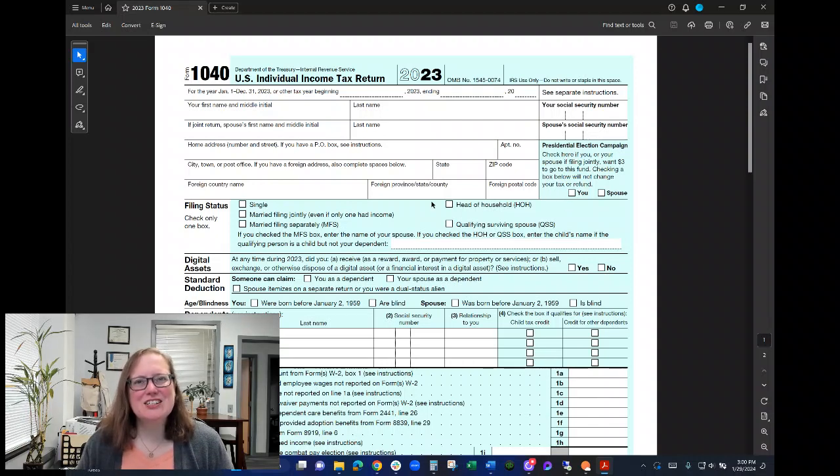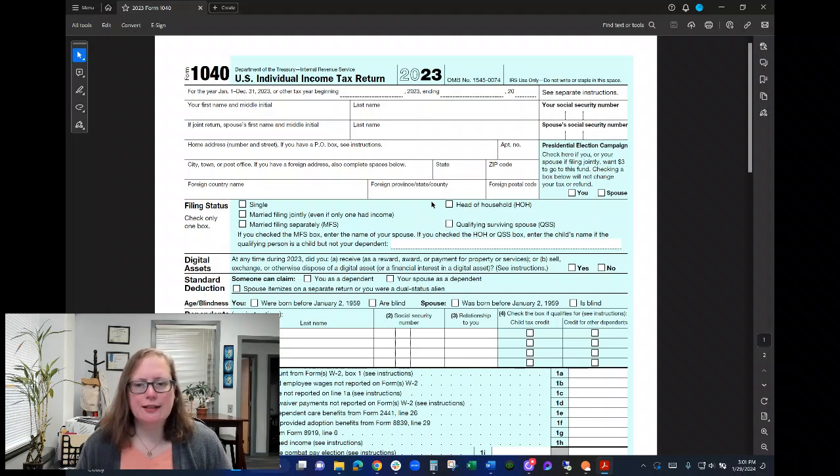The next section is filing status. It's asking you if you're single or if you're married. If you're married, you're generally going to file jointly with your spouse, especially in a community property state like Washington State. But if you are filing separately, you still need your spouse's information, so you would still want to do that together. Head of household kicks in if you have a child and they live with you. Qualified surviving spouse kicks in, again, if you have a child and your spouse has passed away.